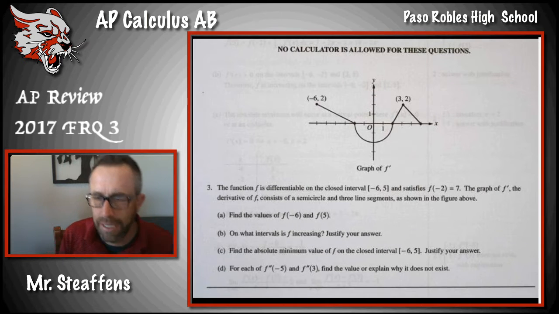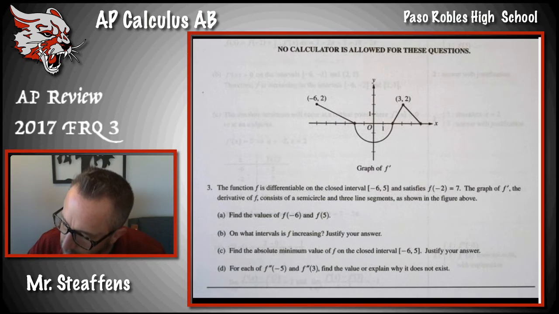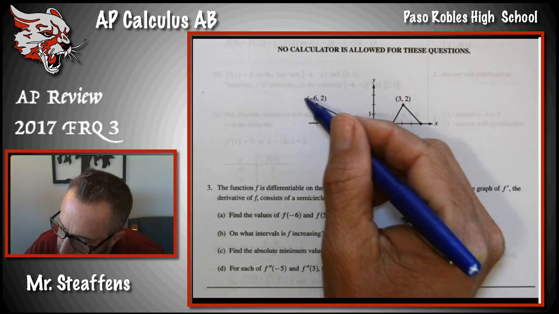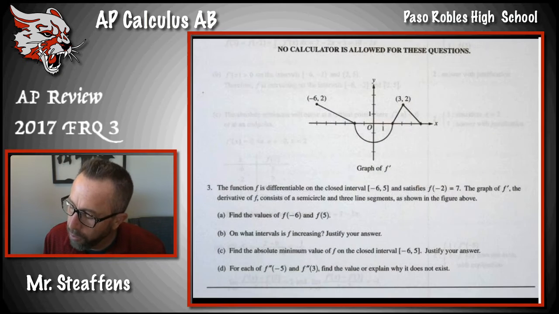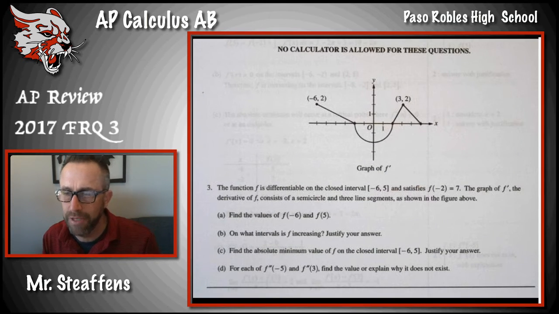You also have to understand that if this is the f prime graph, then the derivative of this graph, which is the slope of this graph, at each point is going to be the second derivative. So those are the big key factors that you have to know.